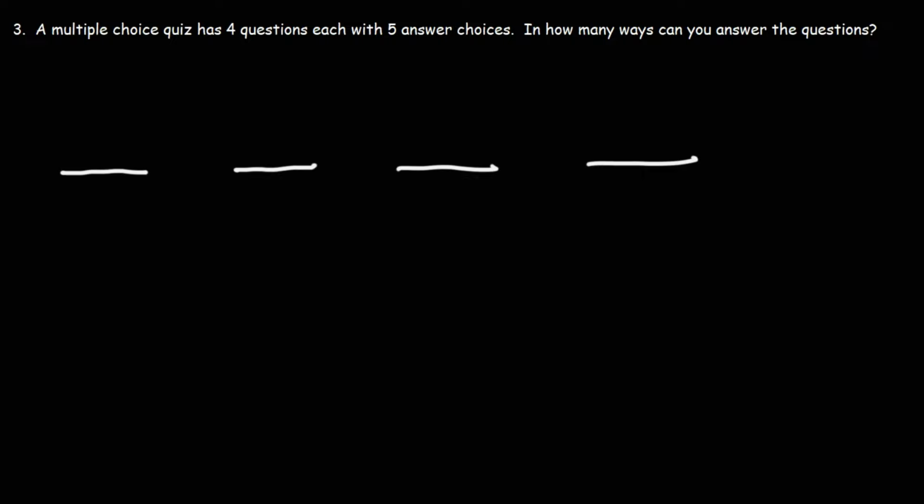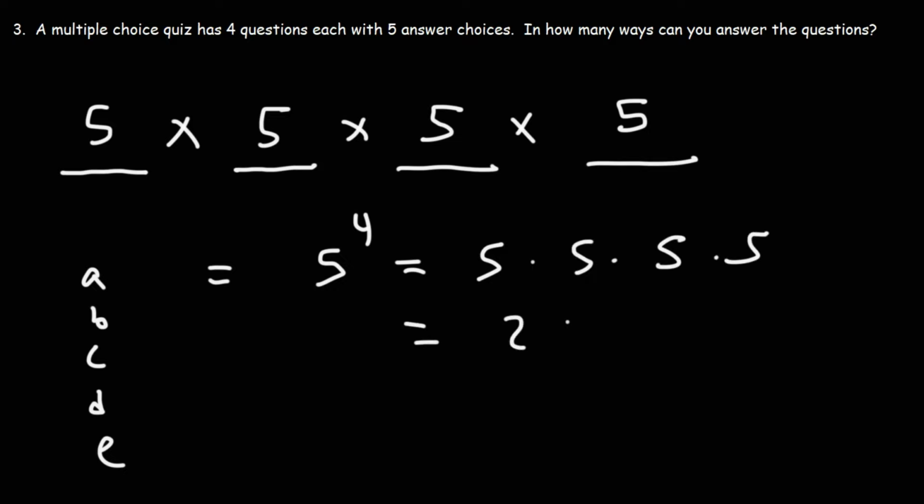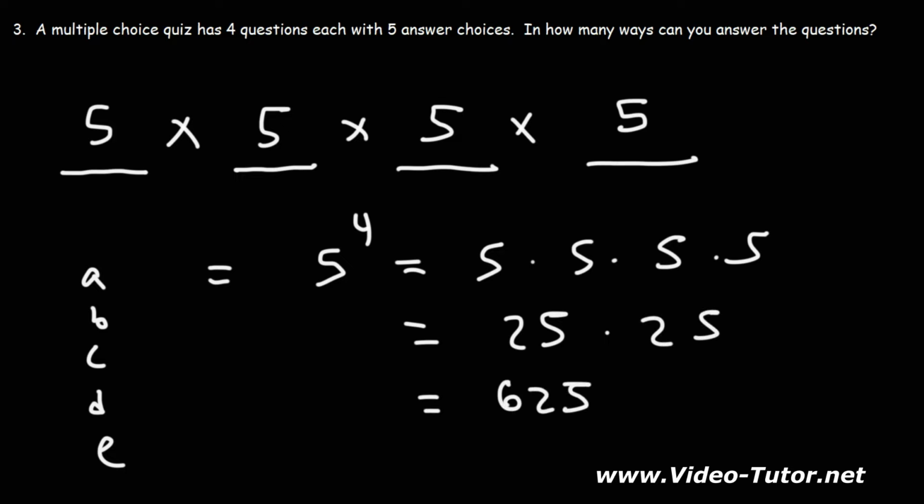In the first event, or the first test question, you have 5 answer choices, likely A, B, C, D, E. For the next question, you also have 5 answer choices. And the same is true for the third and the fourth question. So you have 5 possible outcomes for each event. And you have 4 events, so this is going to be 5 to the 4th power, or 5 times 5 times 5 times 5. 5 times 5 is 25, and 25 times 25 is 625. So there's 625 ways in which you could answer the 4 test questions.